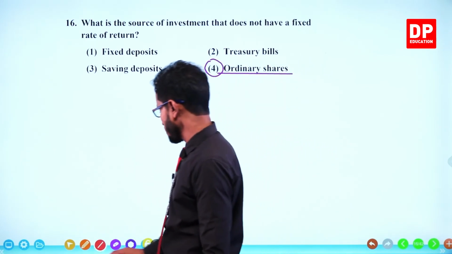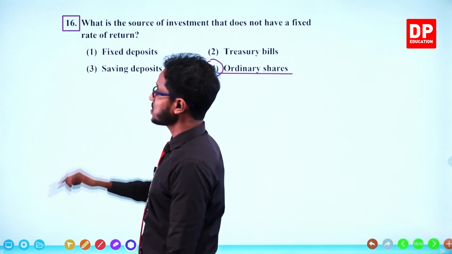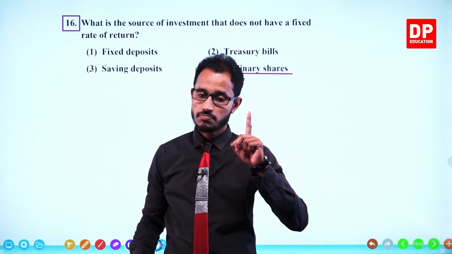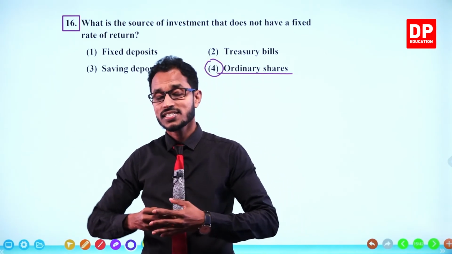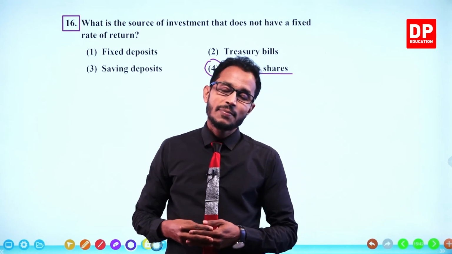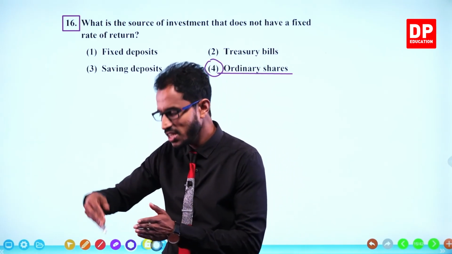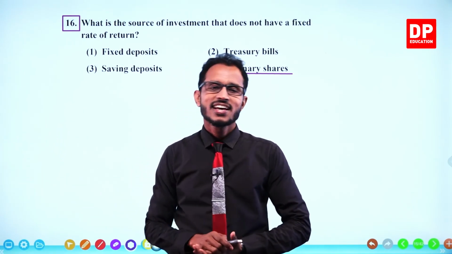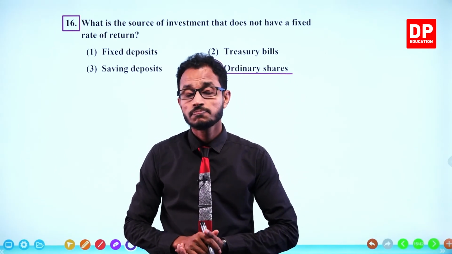16th question, children. This is the 16th question. We are ending all our MCQ papers, paper 1, with the 16th question, because up to the 16th question we have business studies. From the 17th we have accounting questions. So with that, we end this one.